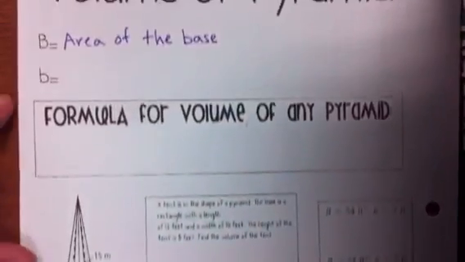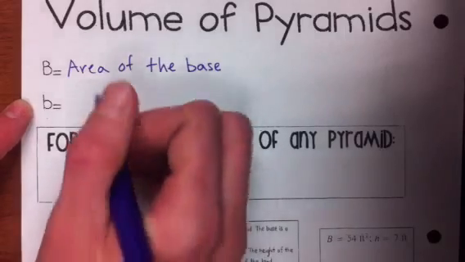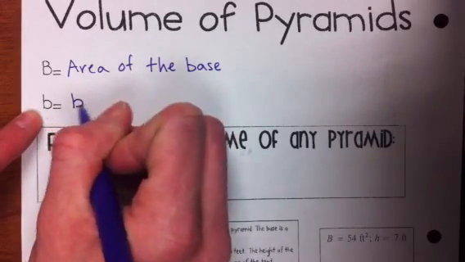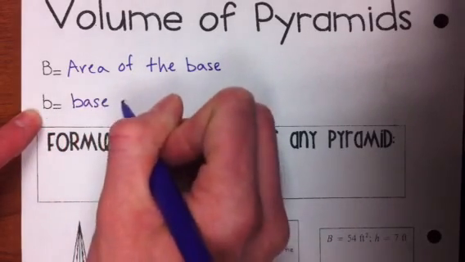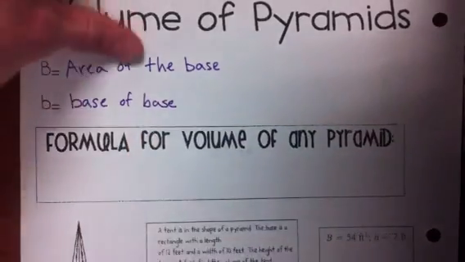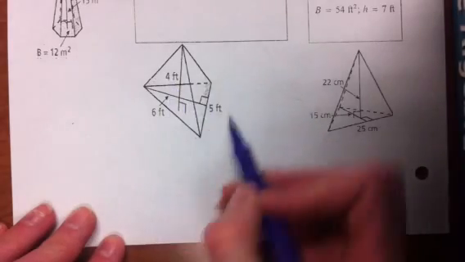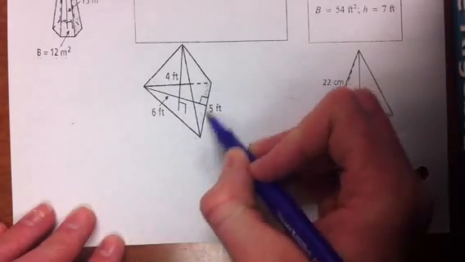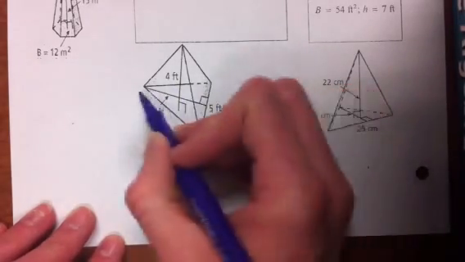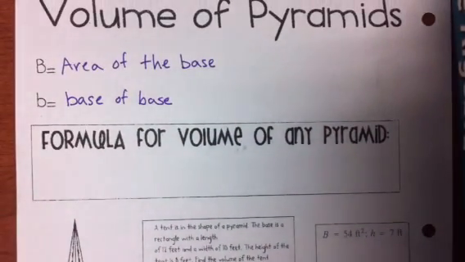So remember, big B is area of the base, whereas little b is the base of the base. I know that can be a little bit confusing, but if we're given a triangle like this one right here, the little b is representing the base of this bottom triangle. All right, so now let's talk about the formula for the volume of a pyramid.